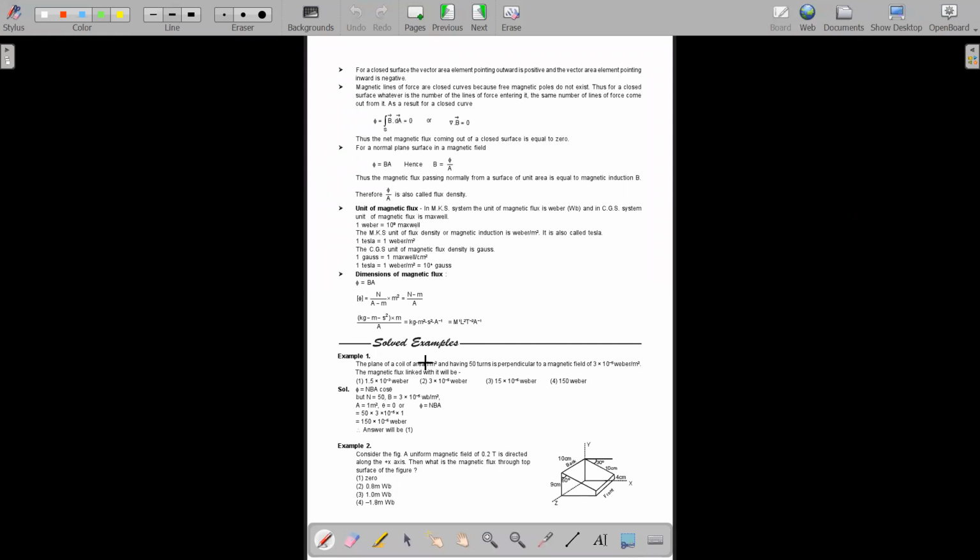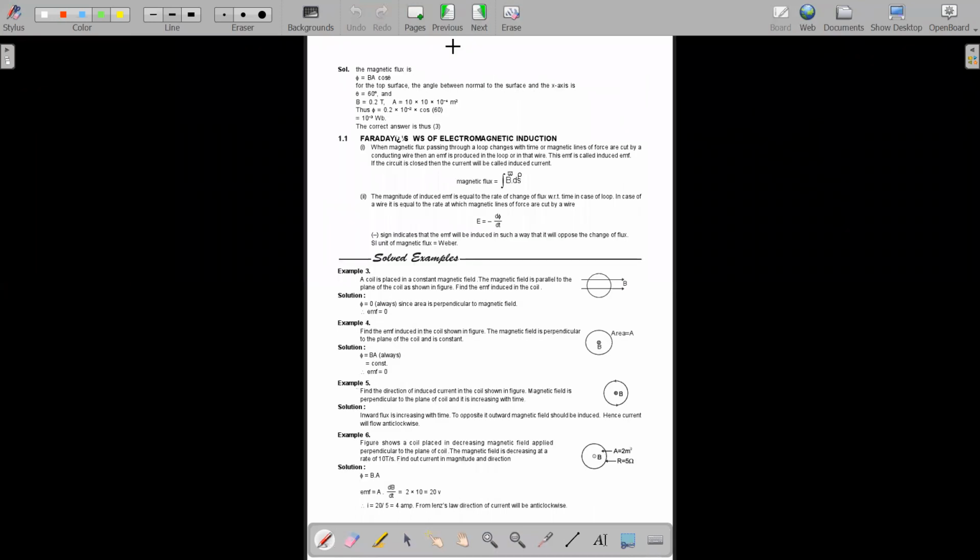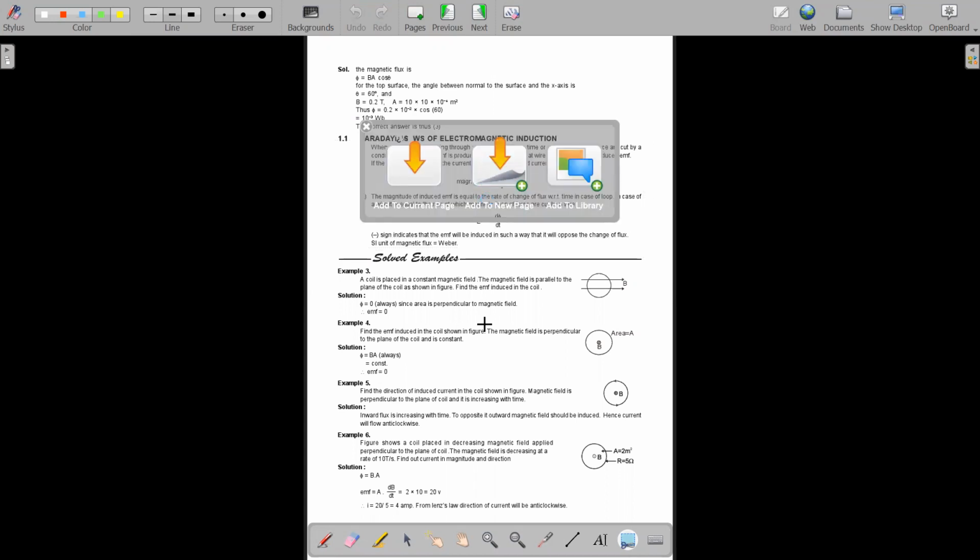This is all about this. Now, Faraday's law of electromagnetic induction. What is Faraday's law of electromagnetic induction? Students, this is a very good thing which we have to talk about. See here.